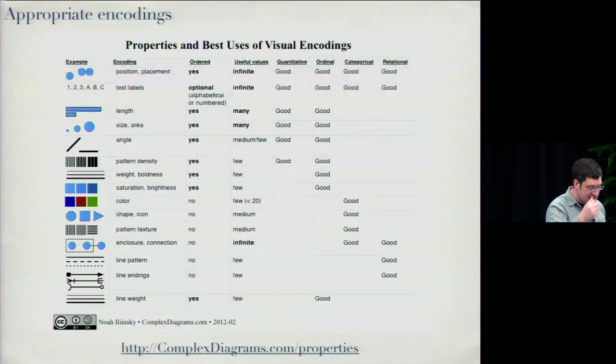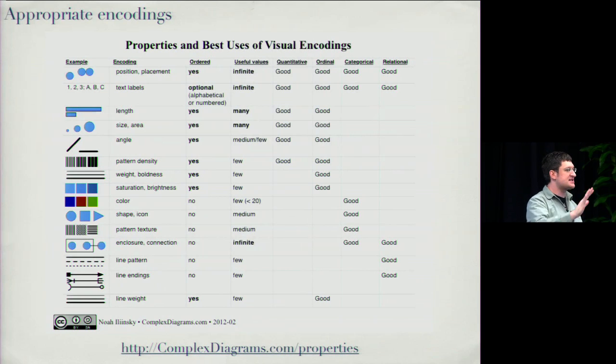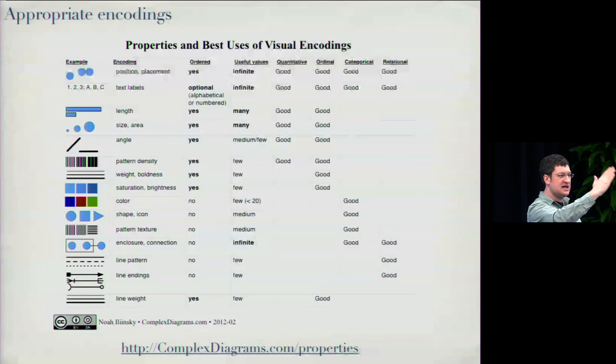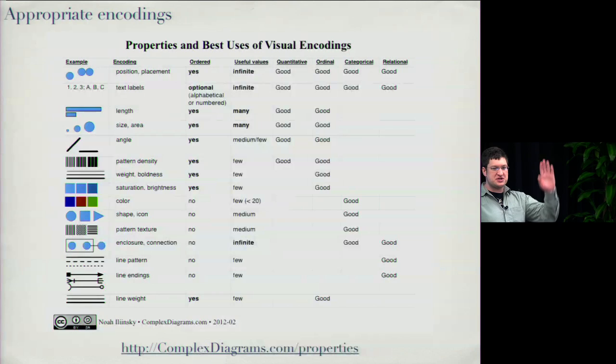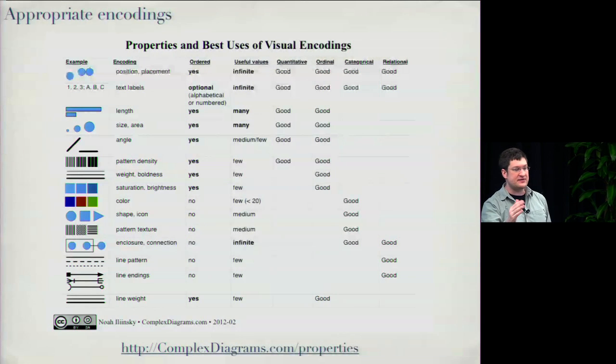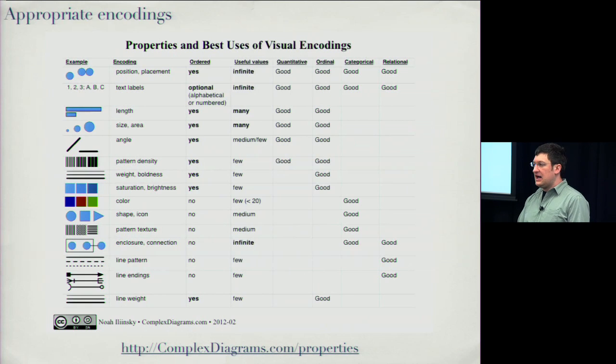Moving down the chart a little bit, something like angle. Yes, angles are naturally ordered in the brain. We can rank them, but we're not as good at detecting fine differences, right? So on a clock, five-minute differences, no problem. But one to two minute differences, if the hands are just sort of arbitrarily floating out in space, we might have a little bit of difficulty either comparing which one's greater or what the difference is. So that one has maybe a medium number of useful values as opposed to position, which has a much higher number of useful values.